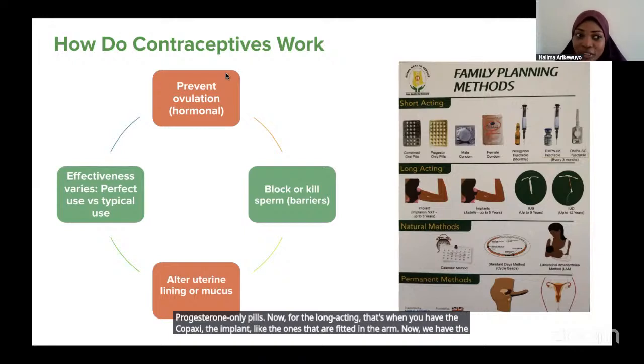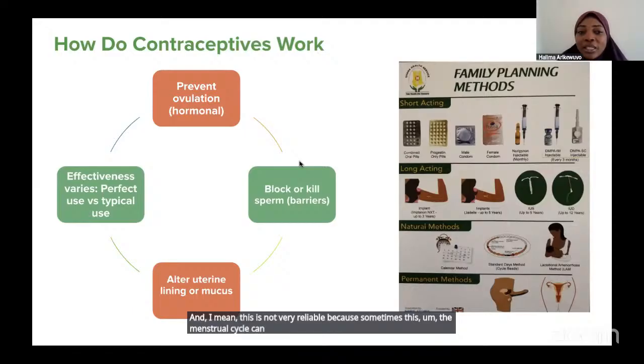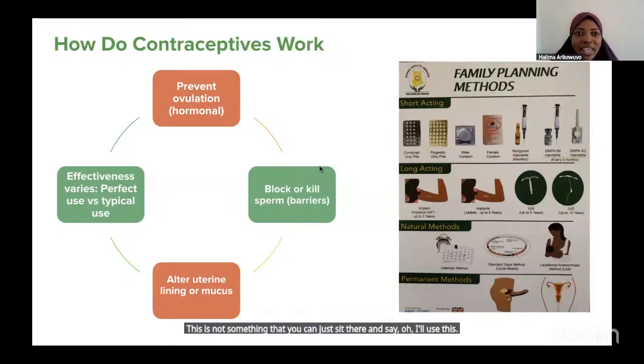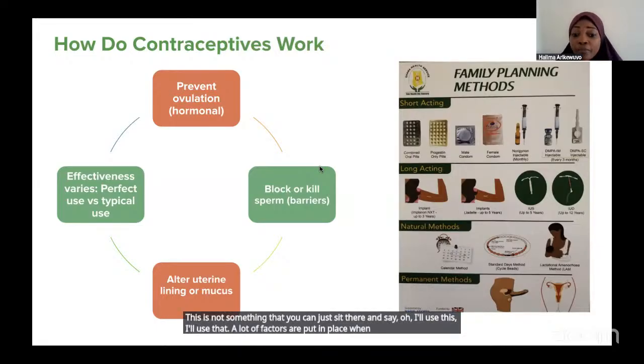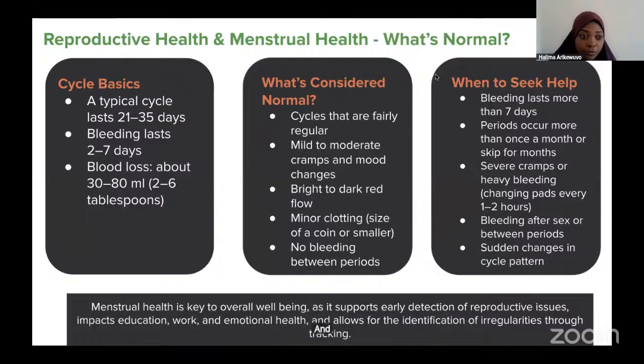Now we have the natural method. This was very common in those days, whereby people would monitor their ovulation. And this is not very reliable, because sometimes the menstrual cycle can be a bit chaotic due to various things. So it's always very important to seek help. Again, this is not something that you can just sit down and say, oh, I'll use this, I'll use that. A lot of factors are put in place when considering contraception. Now, permanent method, vasectomy, tubal ligation, these are things that people also consider. Now, how do they work? They either prevent ovulation, they change the mucus of the lining of the womb, and the permanent method, obviously from the name as it implies.